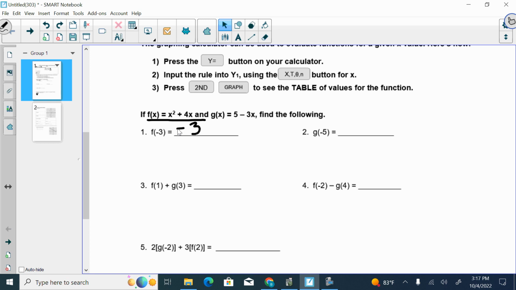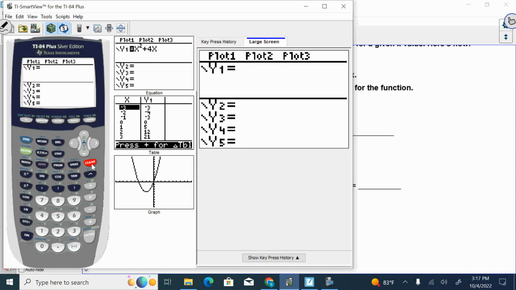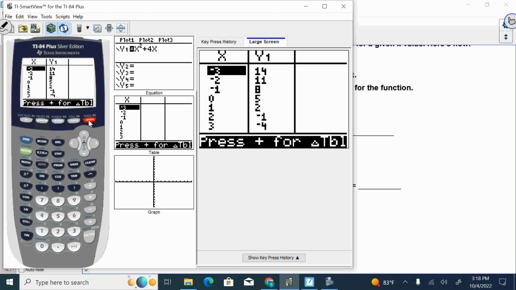Okay. Number 2 says I'm looking for g of -5. So g means I need to go in my calculator and change out my rule. So I'm going to go back to y equals and clear out what's in there. What was the rule or the equation for g of x? 5 minus 3x. Right. So I type in 5 minus 3x. Okay. Once I have that typed in, I'm going to pull up my table by pressing second graph.